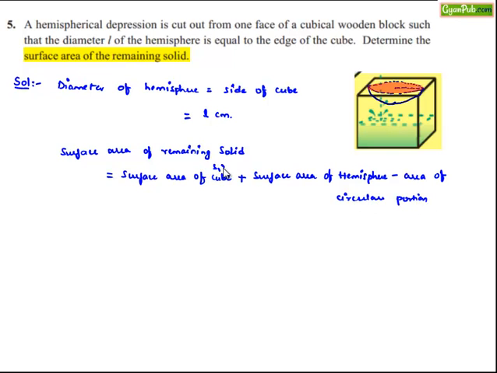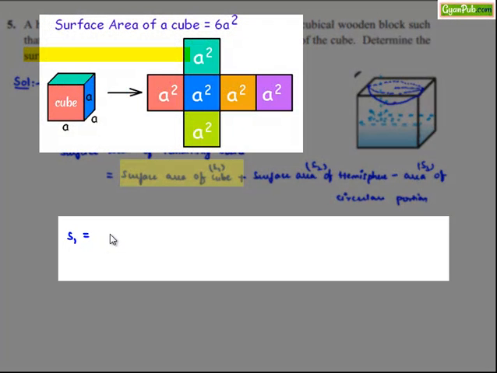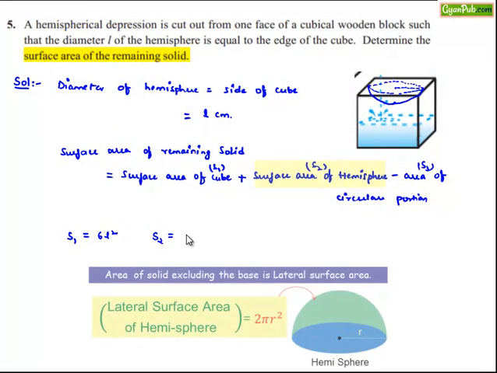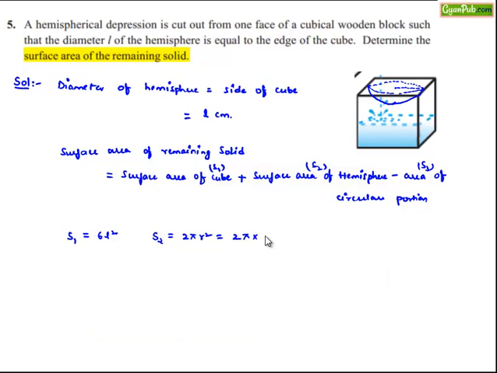Let this be S1, let this be S2, and this be S3. Now S1 will be equal to surface area of cube, that is 6 into side square, 6L square, and the surface area of hemisphere will be 2 pi r square, which is 2 pi into r square, where r is half the length of the cube, that is L by 2 whole square, which is equal to pi L square by 2.